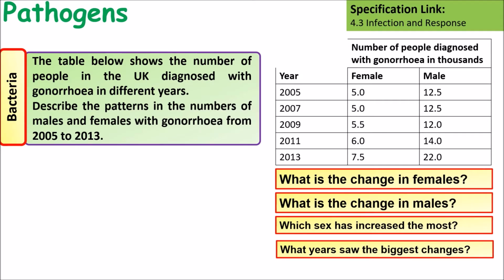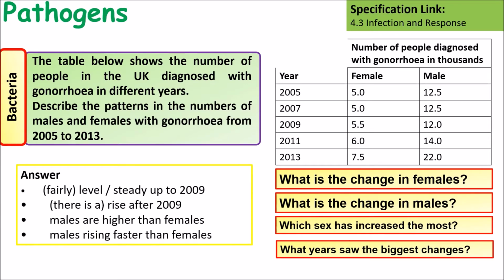So pause the video, have a go or think about how you would answer this, then have a look at the answers. So an answer might contain something like the levels were fairly steady up until 2009. After 2009 there was a rise. Males are higher than females and males are rising faster than females.